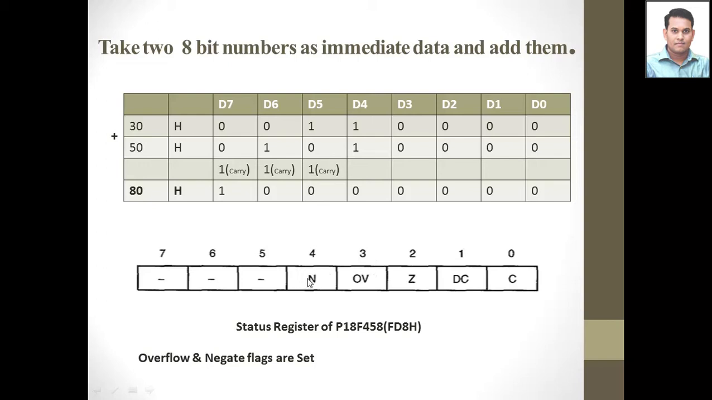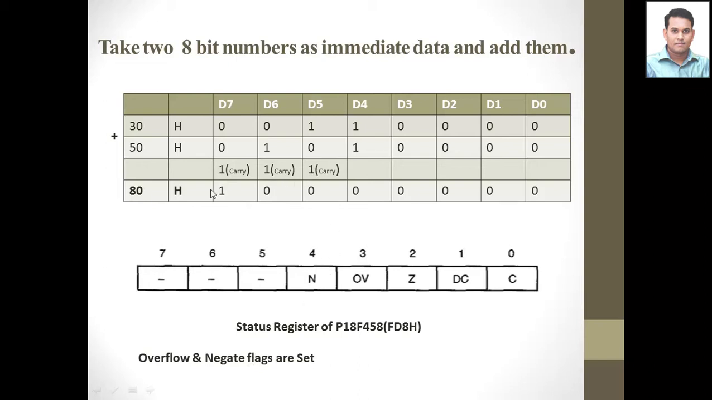And another, the negative flag will set. Why will the negative flag set? Because the D7 bit of an 8-bit number is reserved to indicate the sign of a number. Whenever you go for signed arithmetic operations, we concentrate on this particular bit. If this bit is 1, automatically the negative flag will set to 1. If this bit is 0, the negative flag will remain reset. Right now we are not performing signed arithmetical operations, so we will ignore the negative flag.